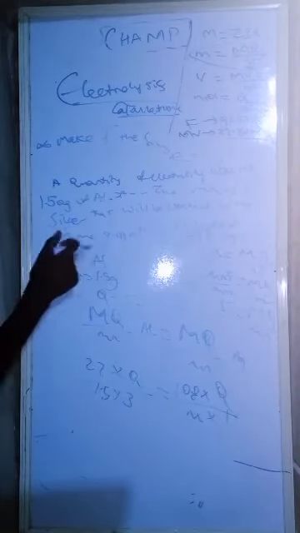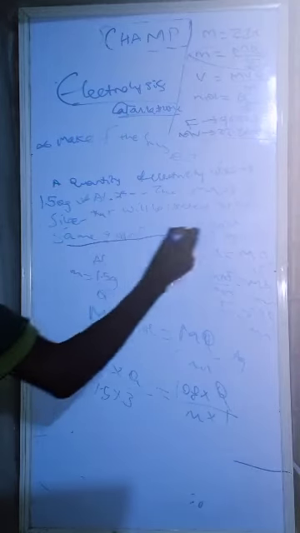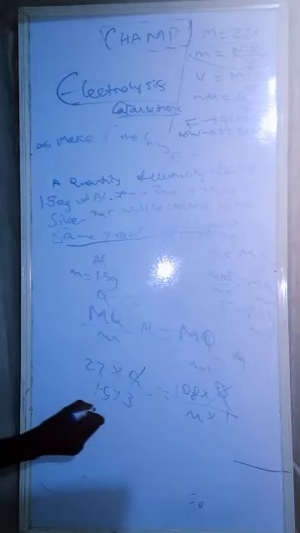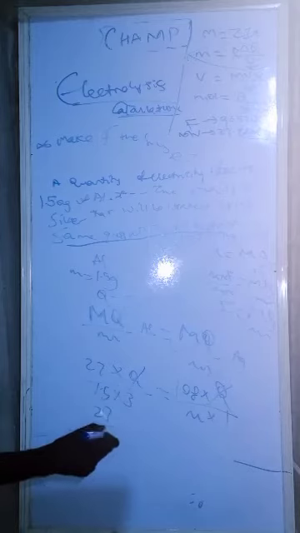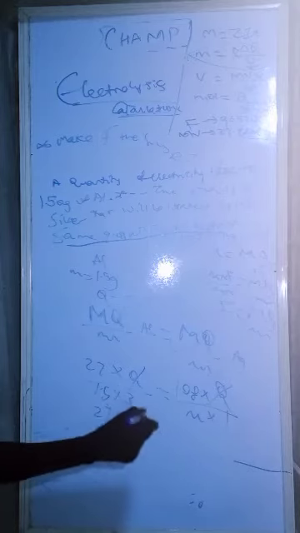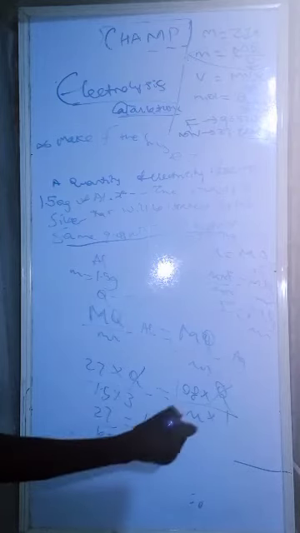What's the Q for? Let's just write it. Over what's the mass for silver? We don't know it. That's what we are looking for. What's the N for silver? 1. They said the same quantity of electricity, so your Q of this one is the same as your Q of this one. So they cancel out. So you have 27 over 1.5 times 3, that's 4.5, equals 108 over M times 1, that's M.